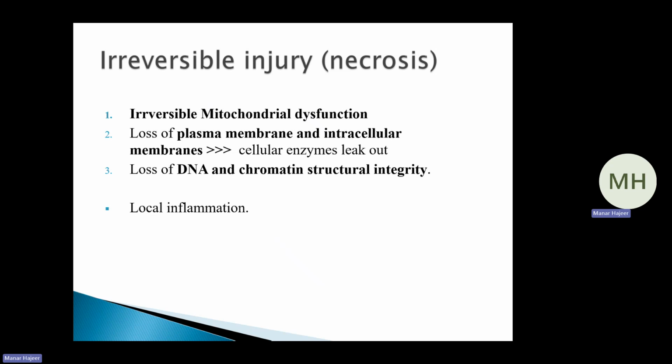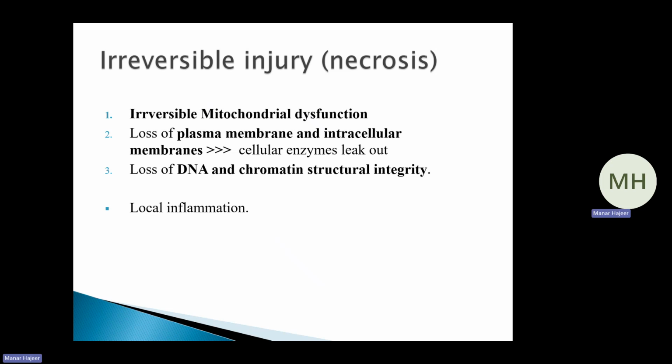Now, irreversible injury, which we also call necrosis, so they are synonyms, they are equal. We have three main features. These are the typical features, or the defining features, of irreversible injury. First, there will be irreversible mitochondrial dysfunction, and you know that the mitochondria is the ATP factory of the cell, so there will be no ATP production at all. And this is irreversible, in that the mitochondria will not go back to normal.